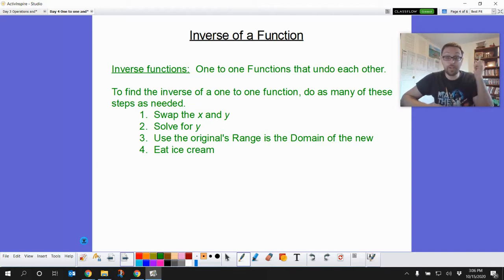So if you are a one-to-one function, you get a cool thing called an inverse. Inverses are really cool because they undo each other. They're functions that reverse their processes. To find them, you're going to do the following steps.